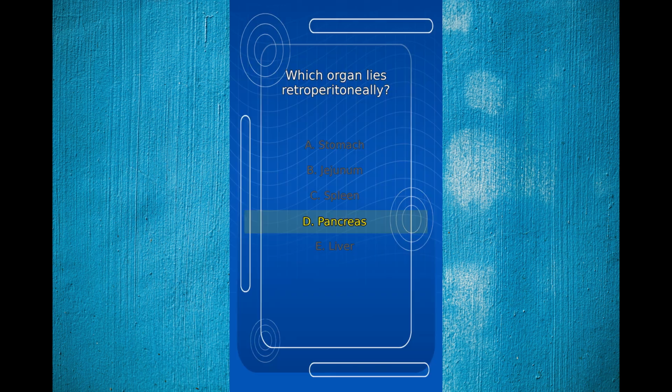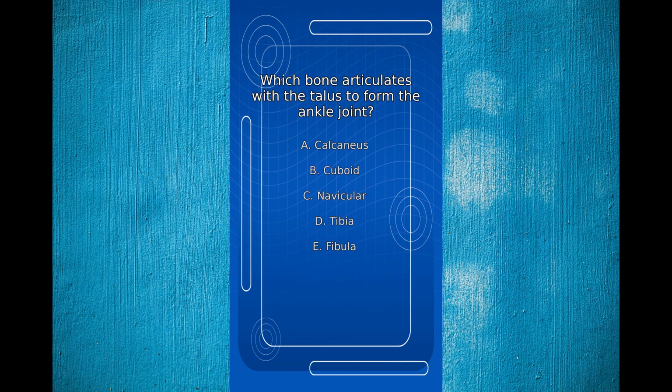The correct answer is D. Pancreas. The pancreas lies retroperitoneally except for the tail, which is intraperitoneal. Which bone articulates with the talus to form the ankle joint?